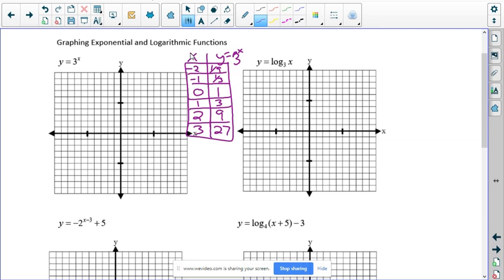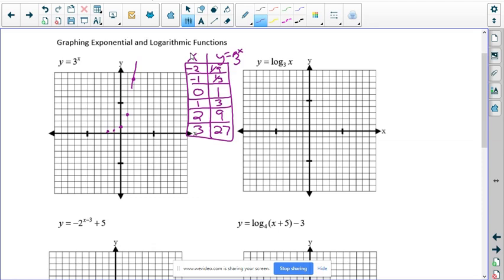Well, we could just plot these few values here. You get a negative 1, 1/3. Negative 2, sorry, positive 1/9. Negative 2, positive 1/9. Negative 1, 1/3. Both those values are greater than 0. We have the point 0, 1. We have the point 2, 9. This gives us the trend of what our exponential function looks like here.